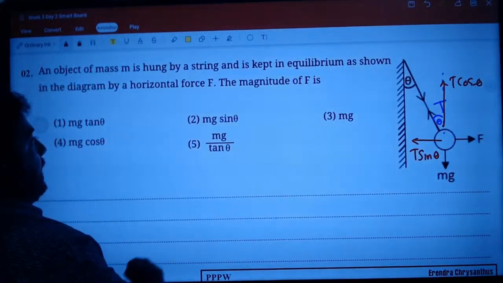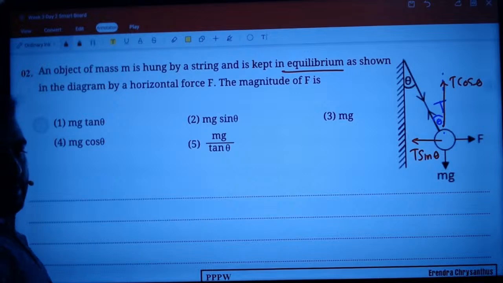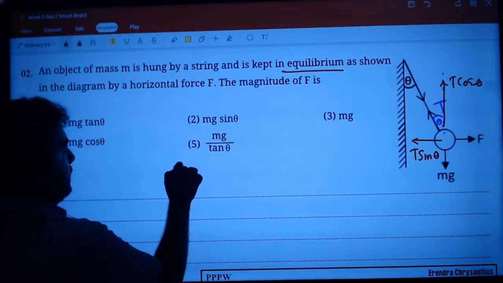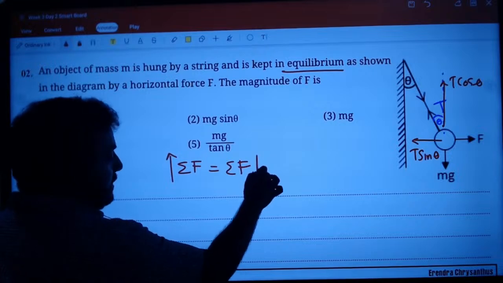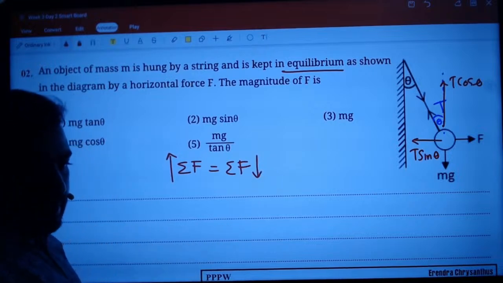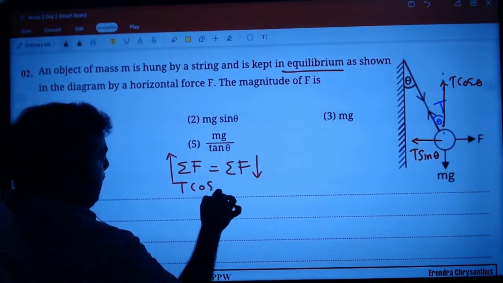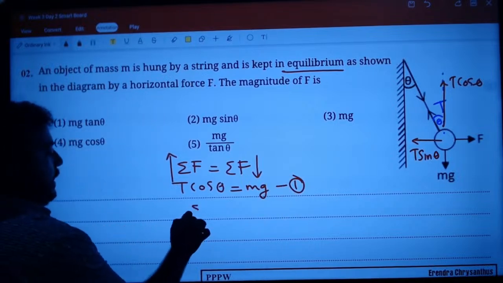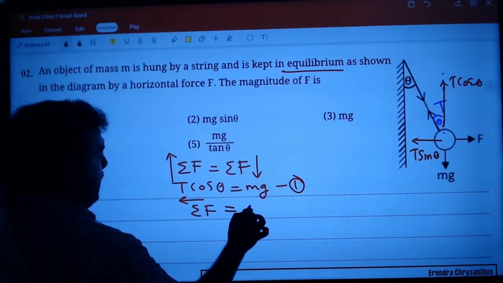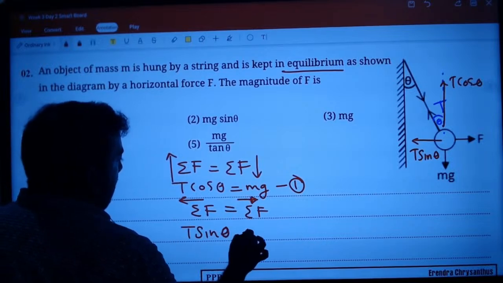There's a key word here: equilibrium. Which means the sum of forces in the upward direction balances the sum of forces in the downward direction. From here you get the basic relationship: T cos theta balances mg. I'll name this equation 1. Next, the sum of forces to the left balances the sum of forces to the right: T sin theta balances the force F.